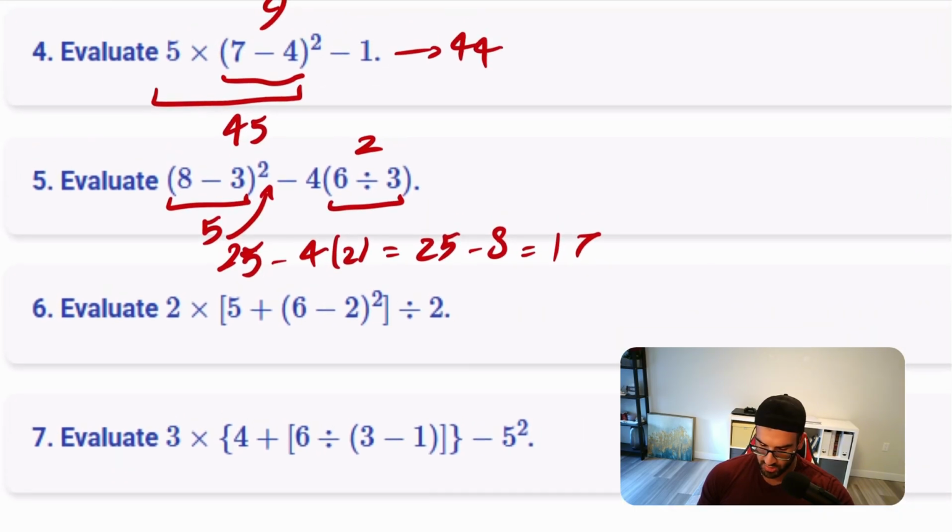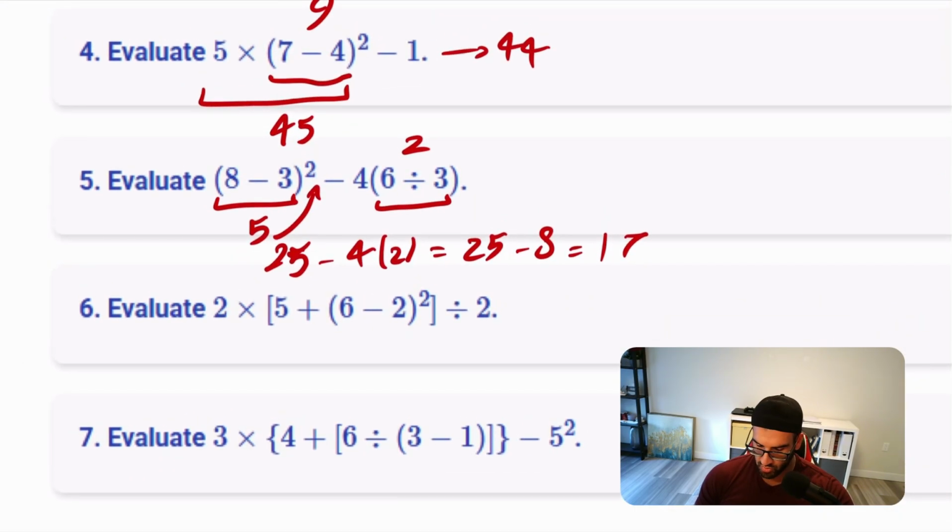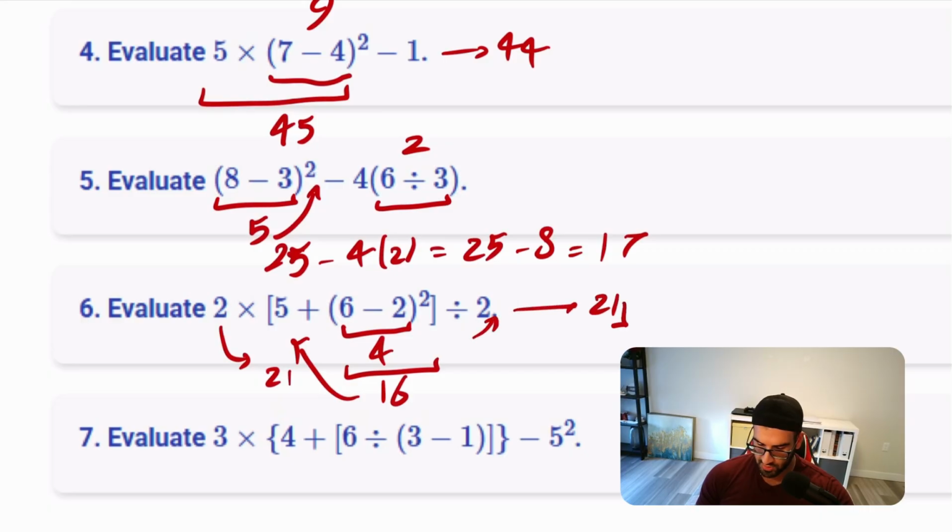The next one is going to be a little bit challenging. 6 subtracted by 2 is going to be 4 to the power of 2 is going to be 16. Plus 5 is going to be 21. After that, we do have 2 times 21 itself is going to be 42. Divided by 2 is going to be 21 itself. As you can see over here, first I did the multiplication, then I did the division.